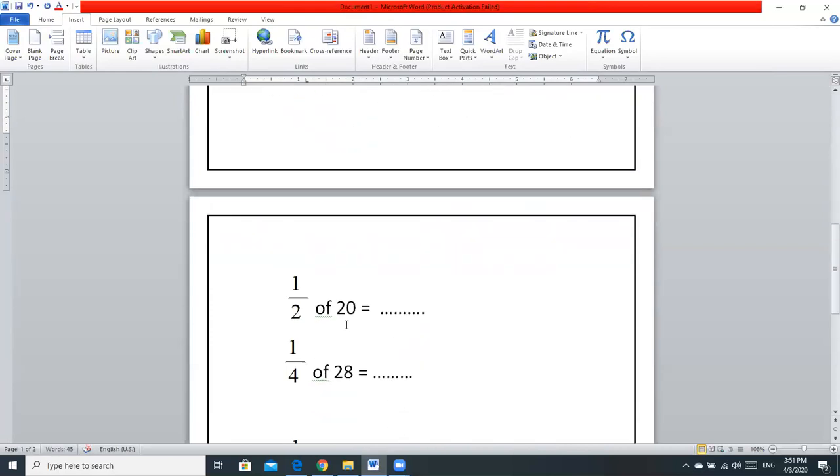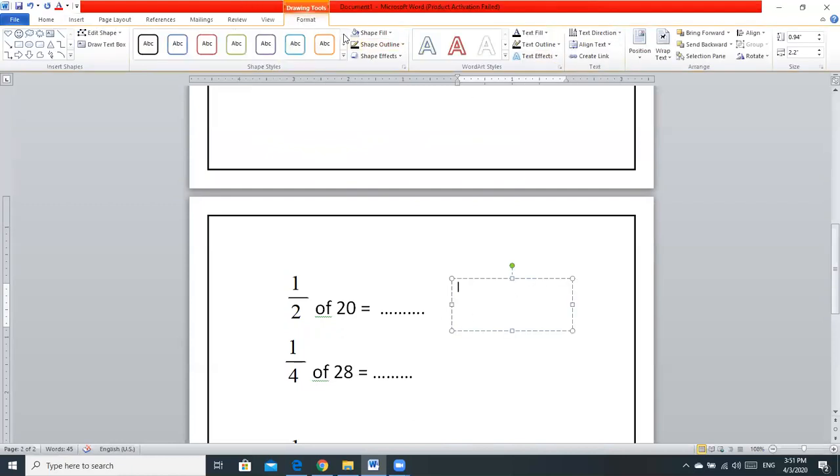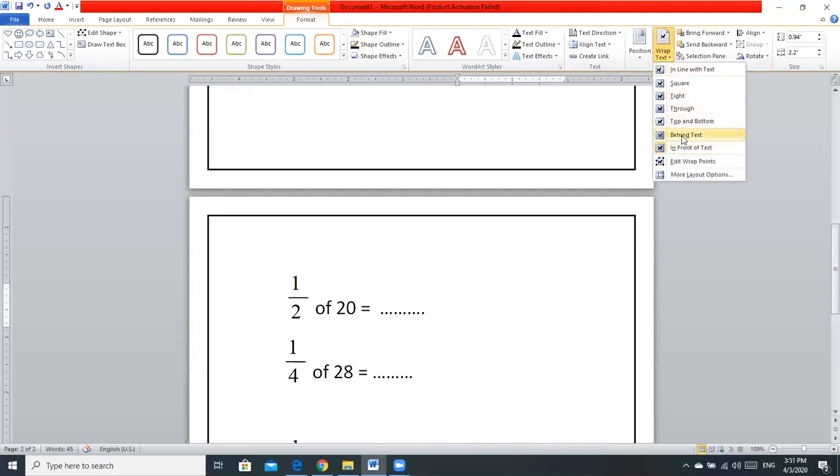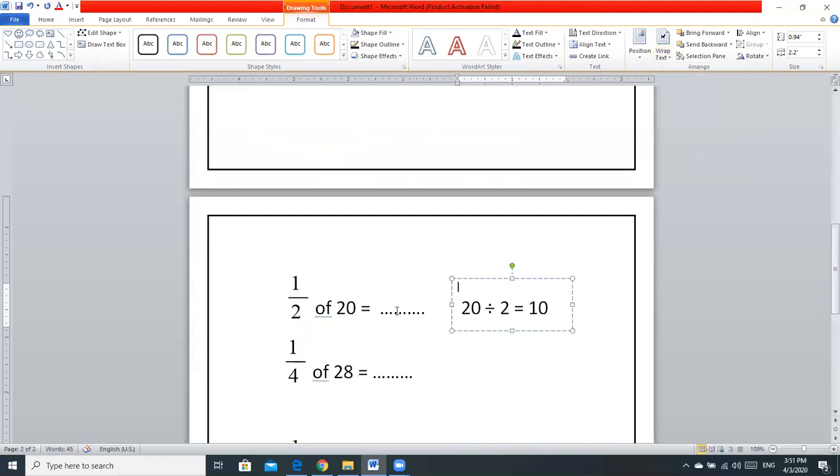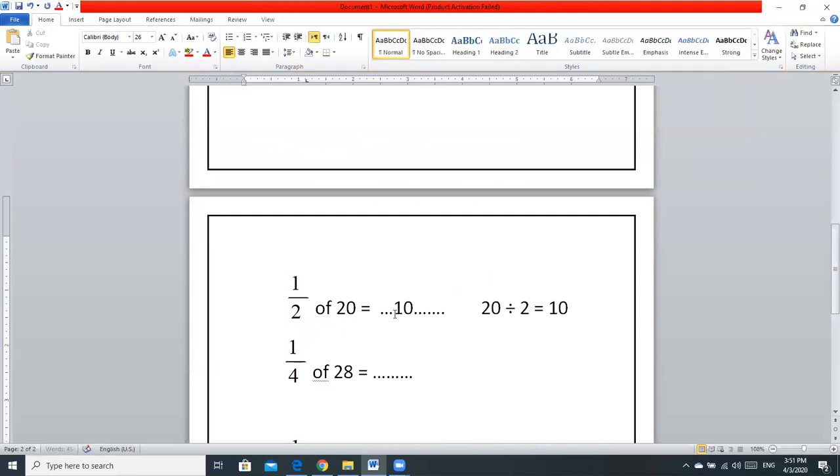If I want to know half of 20, I have to draw 20 circles and divide them into 2 groups to know the answer? No. We use what? The division. We said it's easier for me to use division to get the answer without drawing. So half of 20, what am I going to make? 20 divided by 2 is 10. So my answer is 10.